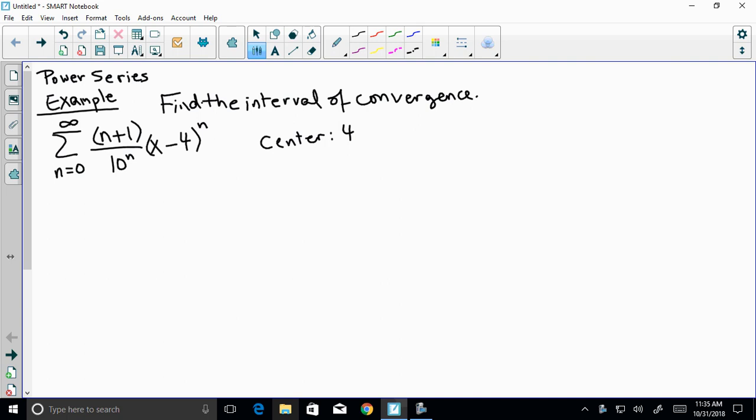Now we need this because at the end we're going to say, okay, the center is 4, and then you're going to find the radius. So let me just put that over there. Let's do the problem and then see where we come back to it. For these problems, the first thing you're going to do is the ratio test for absolute convergence. And this is where you always start.